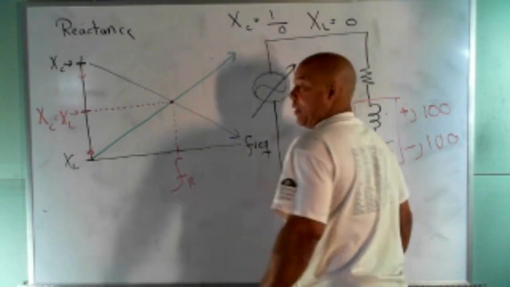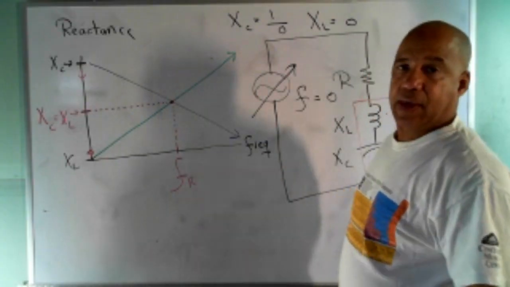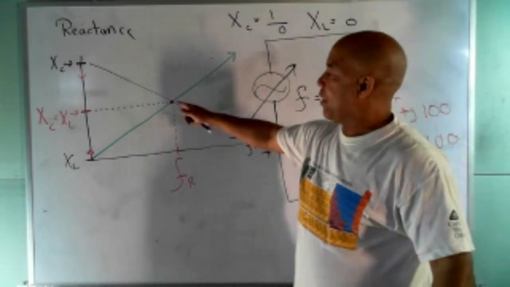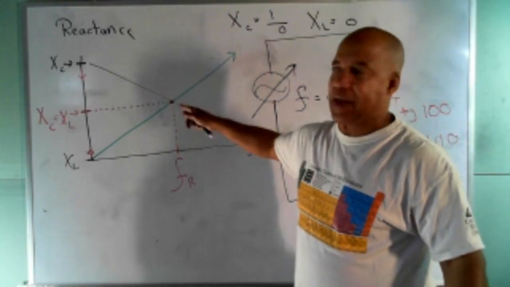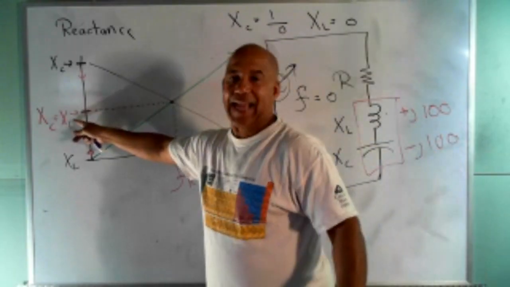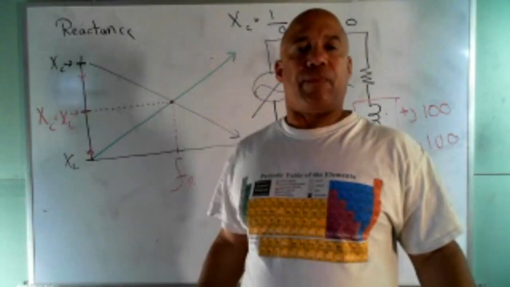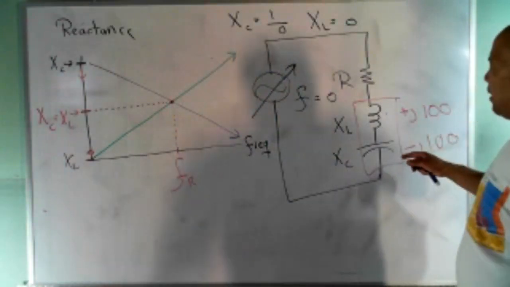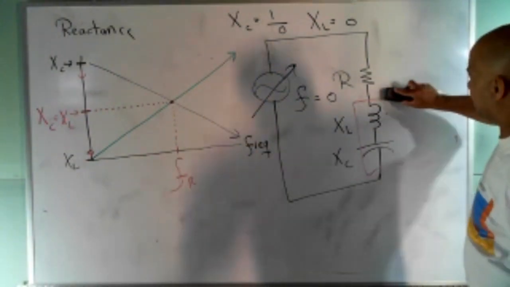So at the frequency where this happens, we call that the resonant frequency. That's an F with an R subscripted. The resonant frequency is the frequency in the circuit where the capacitive reactance and the inductive reactance have the same magnitude. But since they have the opposite phase, they cancel out. So if they cancel out, let's say everything was 100 ohms. You'll understand this.